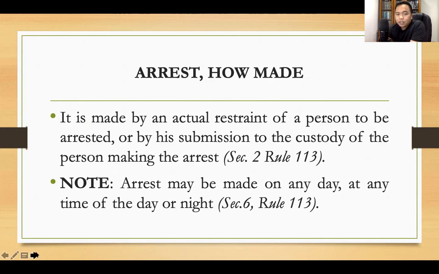How do you make an arrest? Arrest is made by actual restraint of the person to be arrested or by his submission to the custody of the person making the arrest. So it's either voluntary surrender or the arresting officer putting actual restraint on the person. Now, arrest may be made on any day and at any time of the day or night. No, it can be effected at night time.